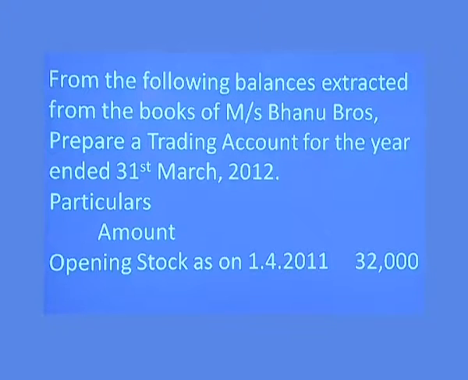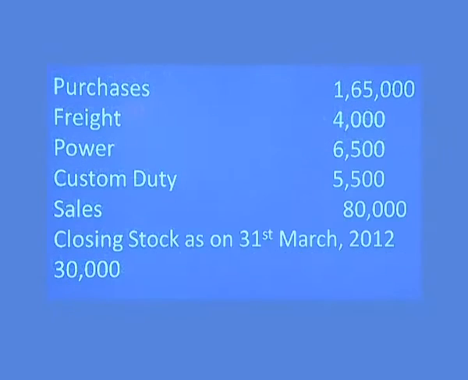Here is another question which I have given: from the following balances extracted from the books of Messrs. Panu Brothers, prepare a trading account for the year ended 31st March 2012. We have been given opening stock, purchases, freight, power, customs duty, sales, closing stock. Opening stock will come on the debit side of the trading account, purchases also on the debit side, freight, power and customs duty on the debit side as direct expenses, sales on the credit side, closing stock on the credit side of the trading account.